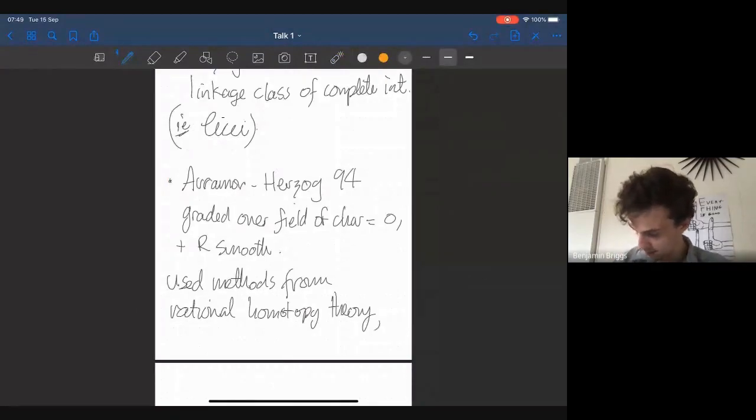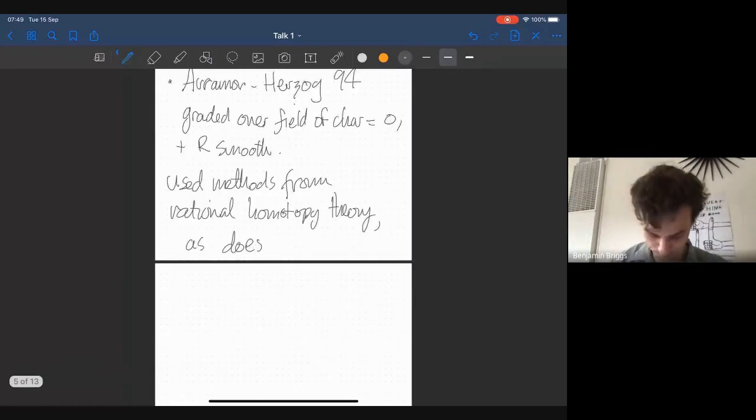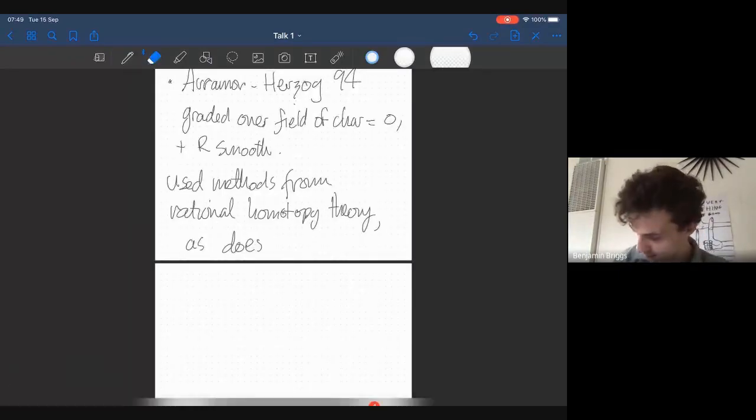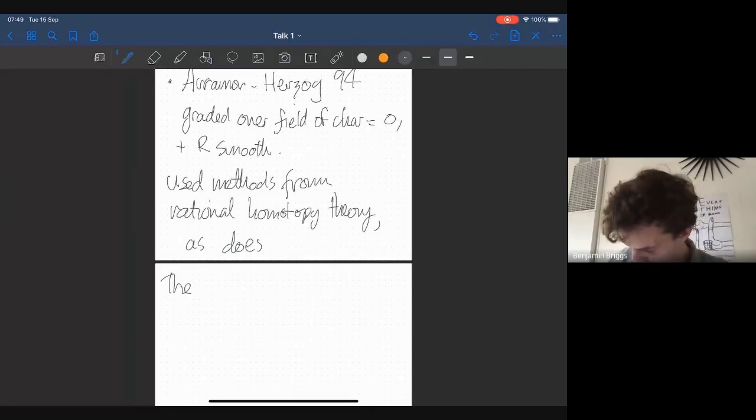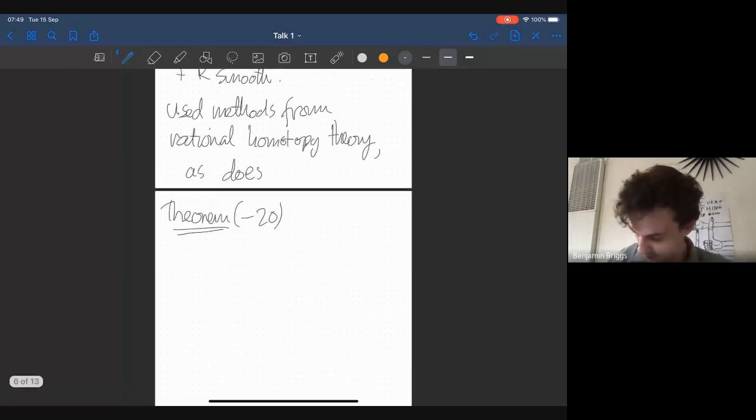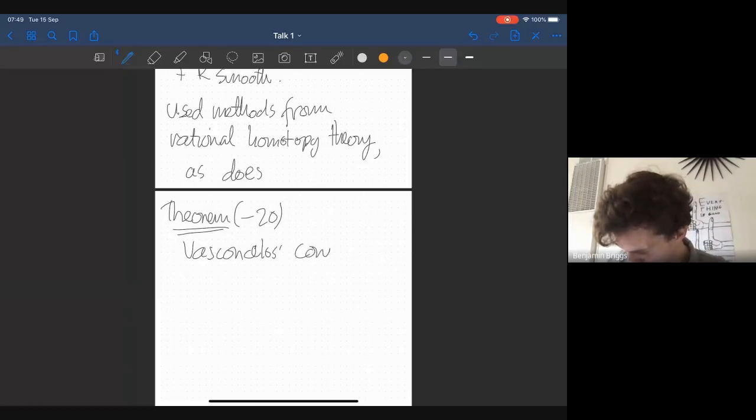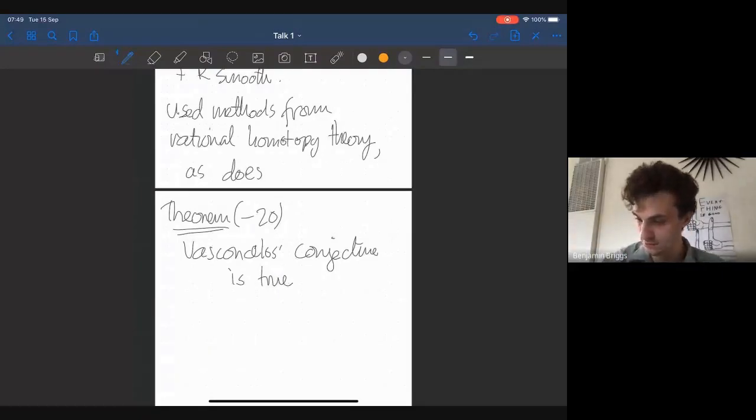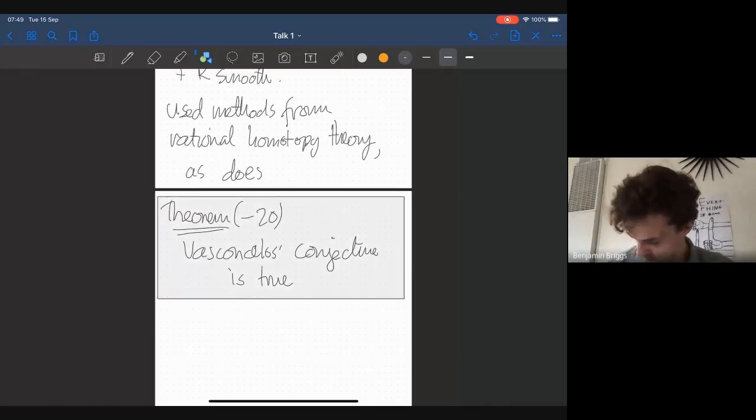So the next result also uses ideas from rational homotopy theory. This theorem, I'll write it just initial way. So Vasconcelos' conjecture is true in all cases, and that's what these lectures are about. I'm going to try to explain why it's true.